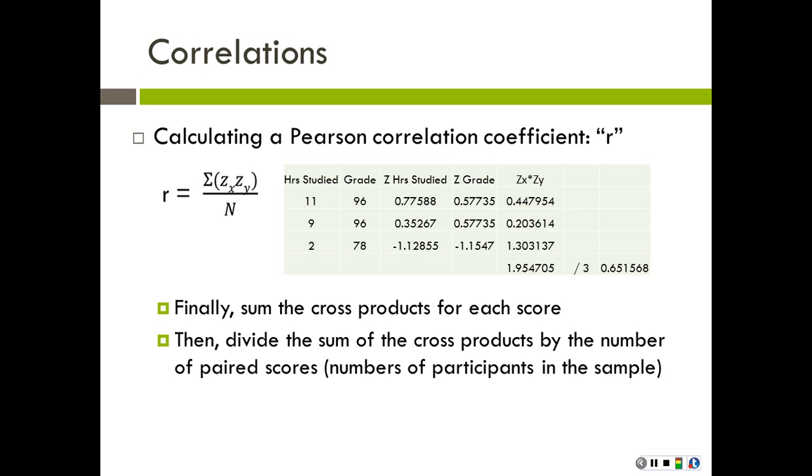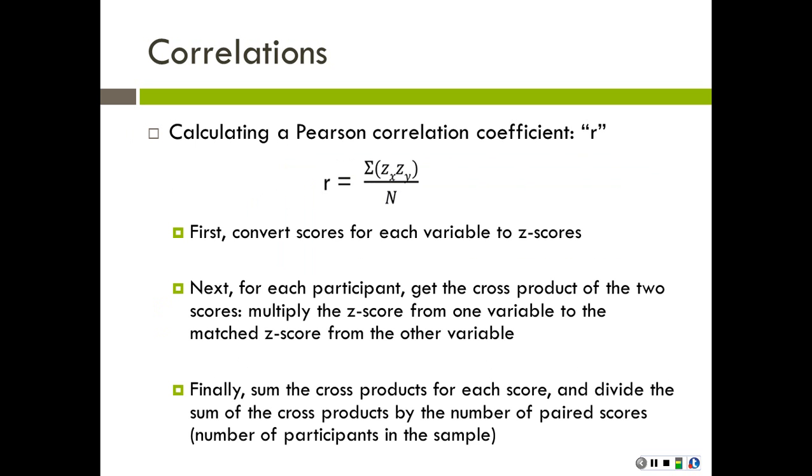So that's it, right? That's so much easier than an ANOVA. So just to reiterate, when you're calculating it, this is all you have to do. You convert scores for each variable to z-scores. For each participant, you multiply those together. Then once you've done that, you add them all up, and then you divide by the number of people. That's how you get your r. So it's nice and easy to get the r value.